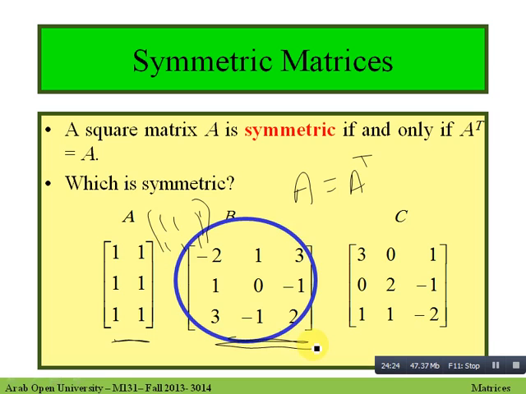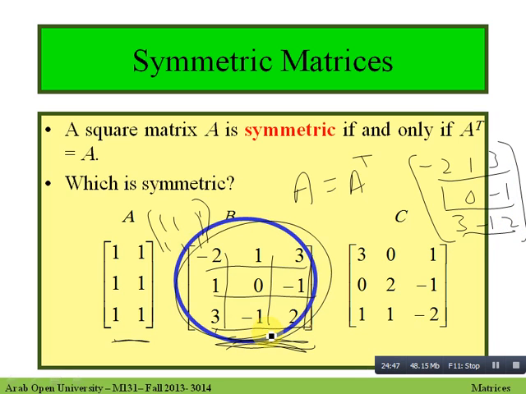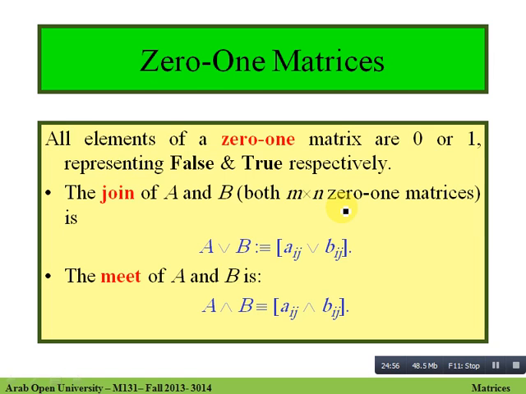If you convert this row minus 2 1 3 into the column minus 2 1 3, then 1 0 minus 1, and then 3 minus 1 2. So if you see this one, this is equal to this: minus 2 1 3, 1 0 minus 1, 3 minus 1 2. Then we say that this matrix is a symmetric matrix. So any matrix, if the matrix is equal to its transposition, then that matrix is a symmetric matrix.